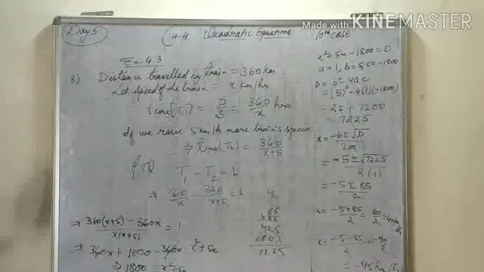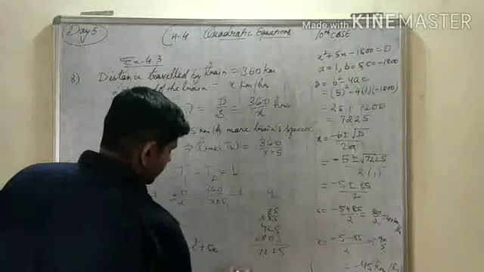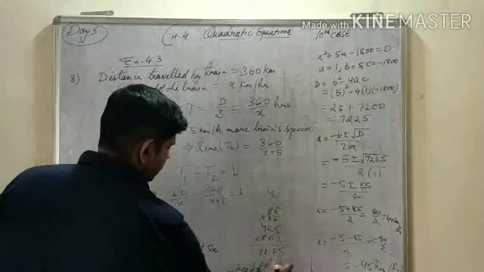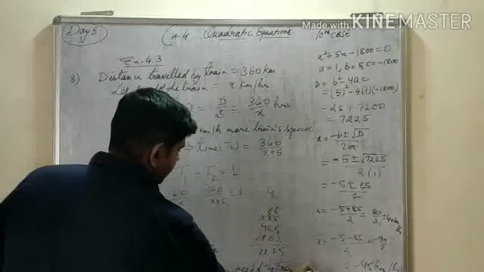So positive we can take 40 km per hour because negative speed is not there. So we will write only 40 km per hour. That is the speed of the train. So the speed of the train is 40 km per hour.